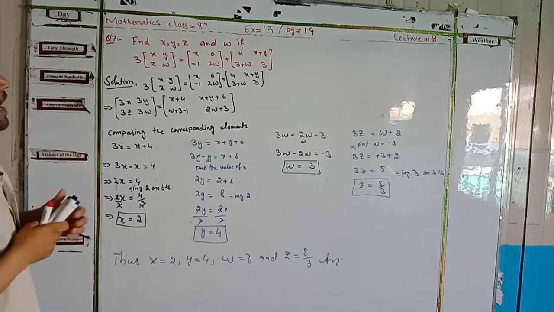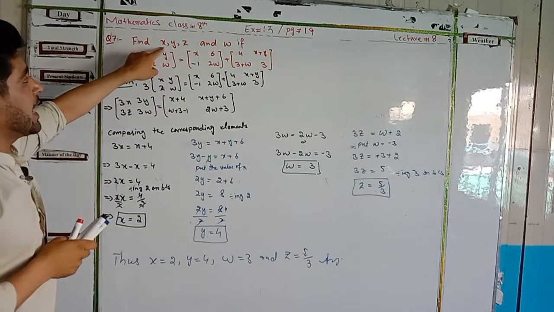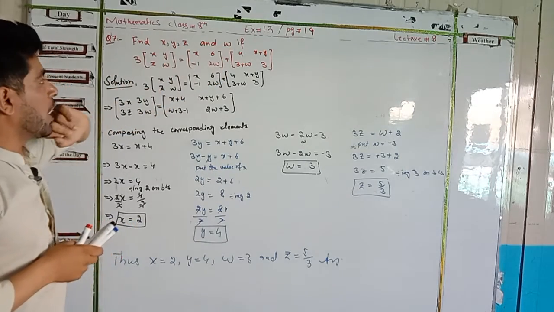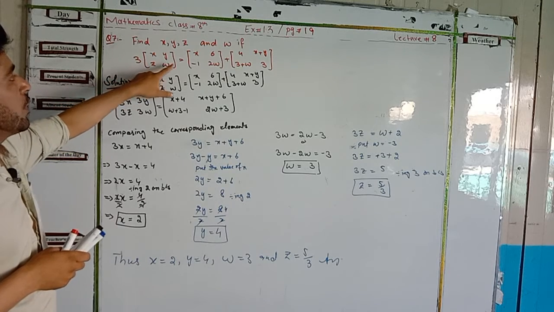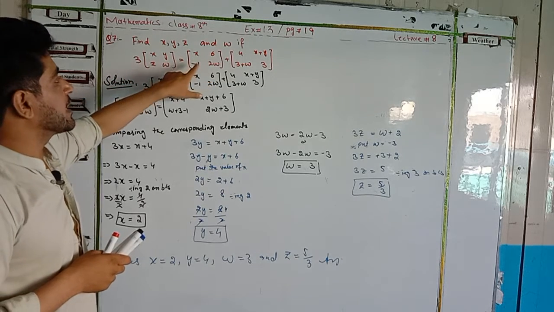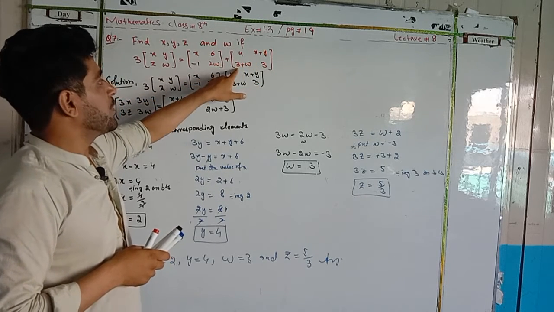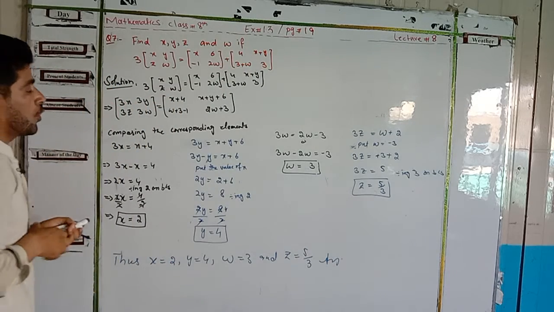Find x, y, z and w if 3 times the matrix [x, y, z, w] is equal to [x, 6, -1, 2w] plus [4, x+y, 3+w, 3].